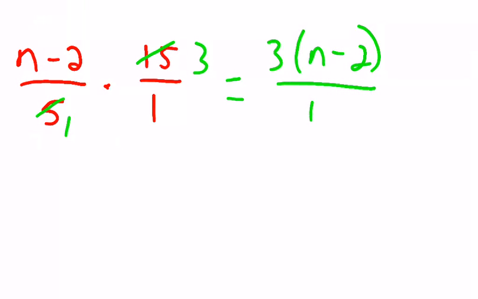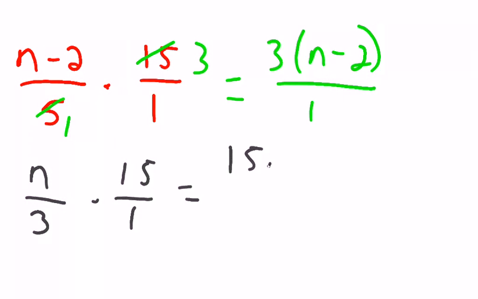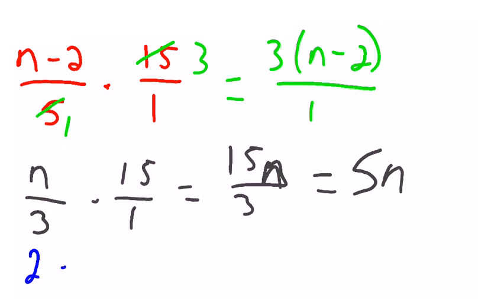Looking at the next one, we have n over 3 times 15 over 1. Again, we get 15n over 3, but 3 goes into 15, so we get 5n. And then the 2 times 15. There's nothing really fancy there. We get 30.